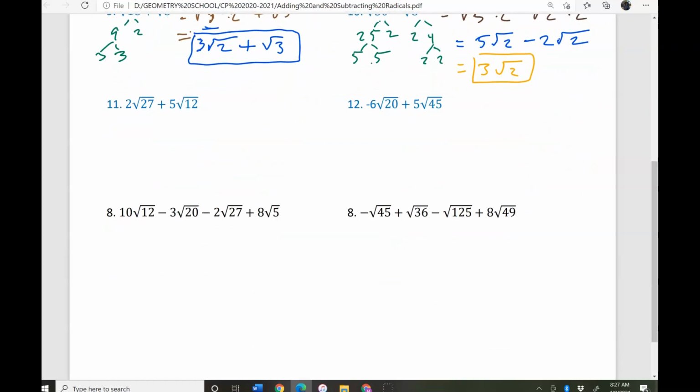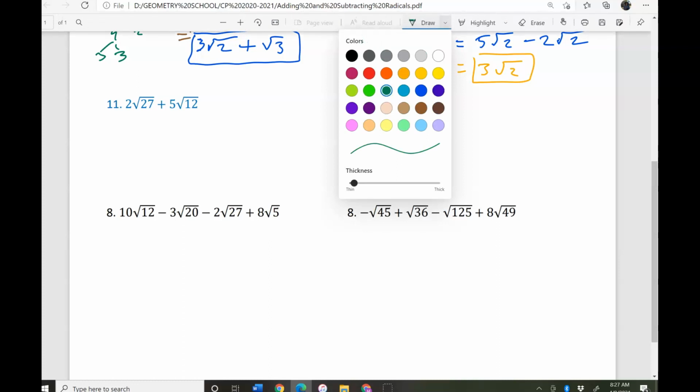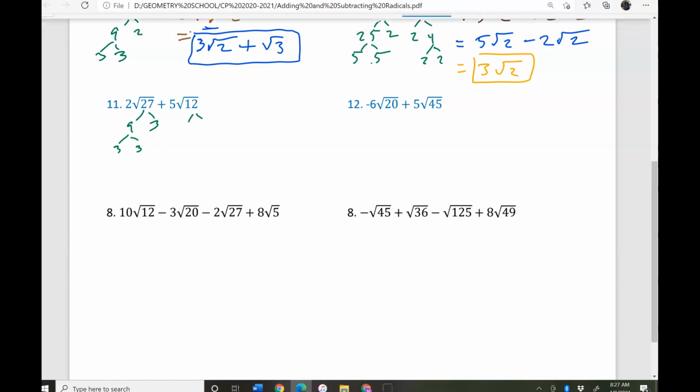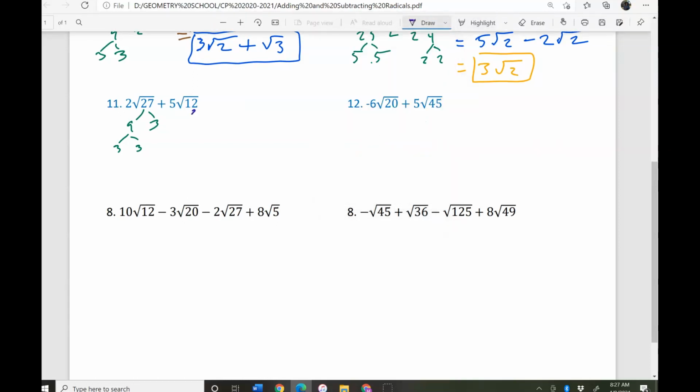Number 11. So again, can I simplify? First I'm going to do is, can I simplify the radical? I always want to. So this is the same as 9 times 3. And this is the same thing as 3 times 3. I know for the 12, let's use a different color. For the 12, this is the same thing as 3 times 4 and 2 times 2.